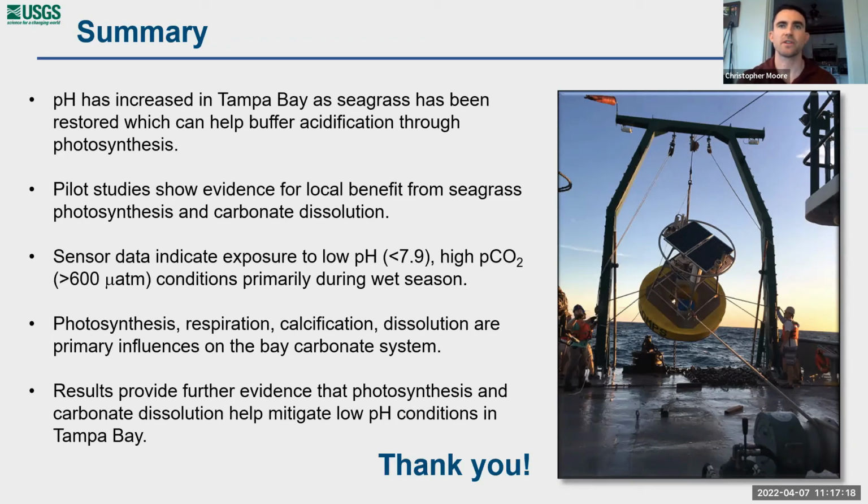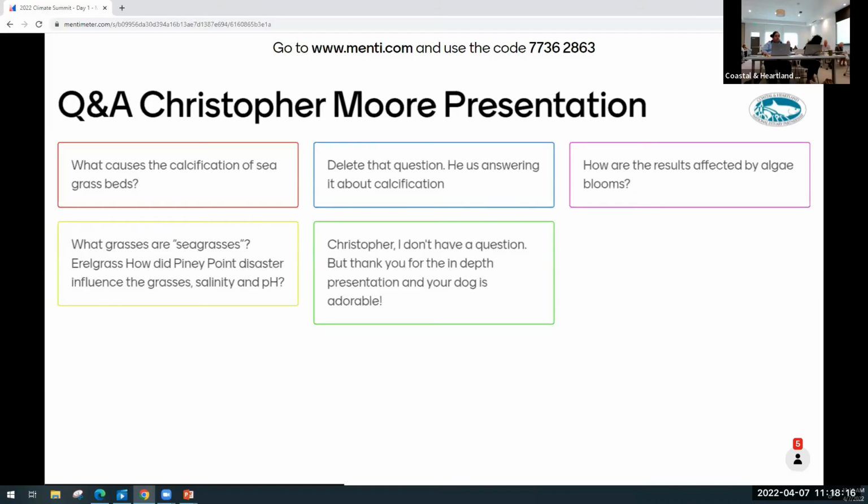Photosynthesis, respiration, calcification, and dissolution are primary influences on the bay's carbonate system. And lastly, our results provide further evidence that photosynthesis and carbonate dissolution do help mitigate low pH conditions in Tampa Bay. So thank you very much, and I'll take questions if we have time.